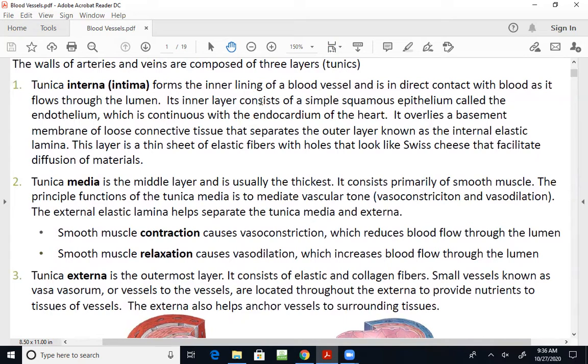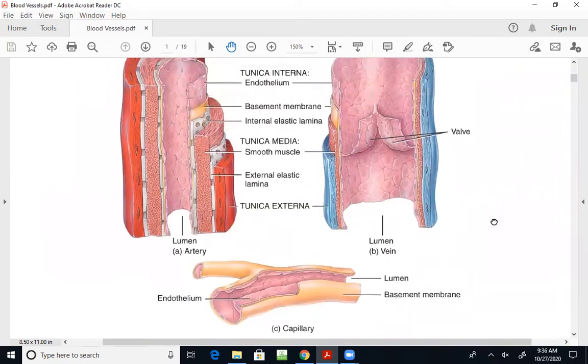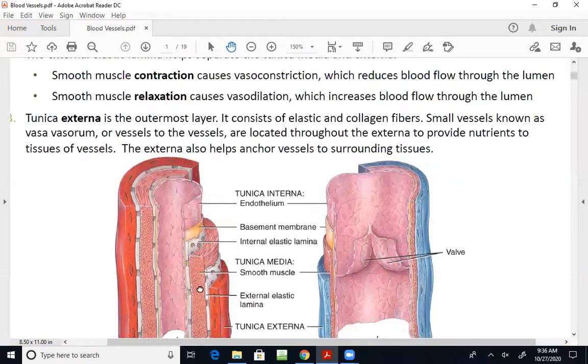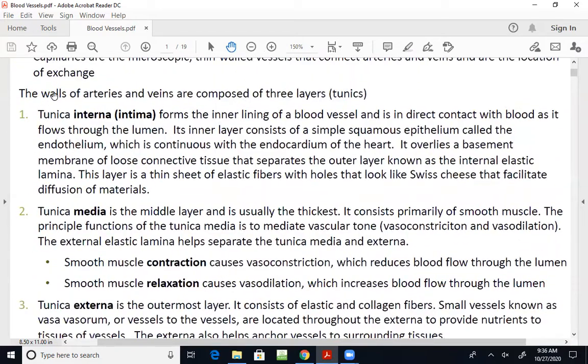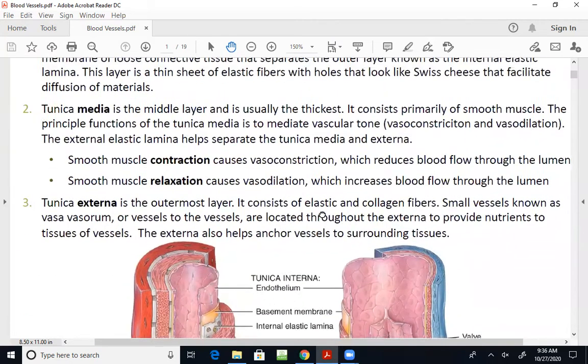Now, the three types of vessels are similar in a few ways. We've got a picture here of an artery, a vein, and a capillary. But capillaries, the third type here, are pretty unique in that they're thin-walled and only have a little bit of what we find in the other tubes. So that's why it says up here, the walls of arteries and veins are composed of 3 layers or tunics. Okay, whereas capillaries only have one of those.